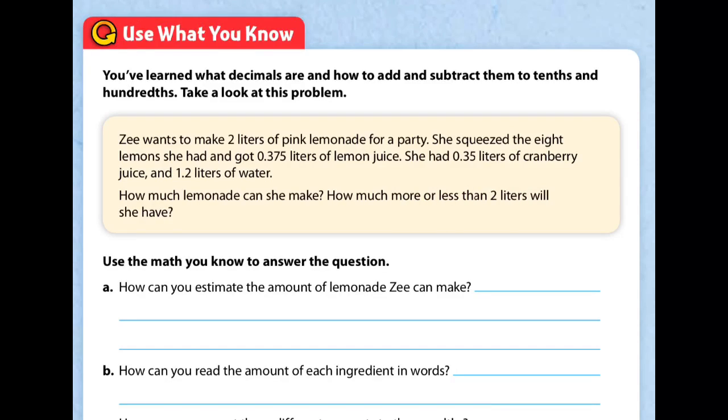So in this one, notice there are 2 questions. First thing we have to answer is, how much lemonade can she make? The second question is, how much more or less than 2 liters will she have?